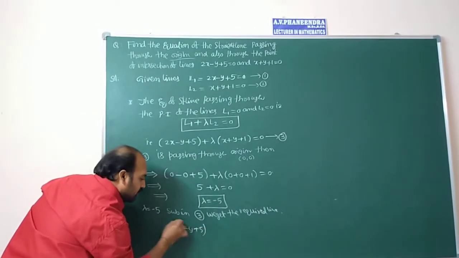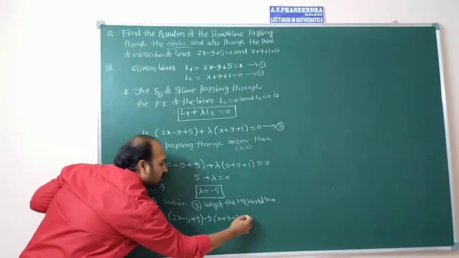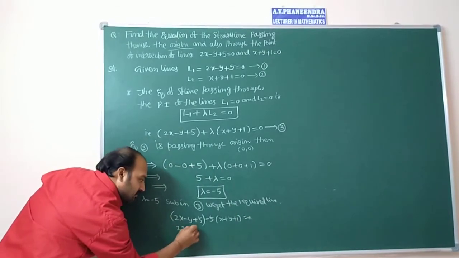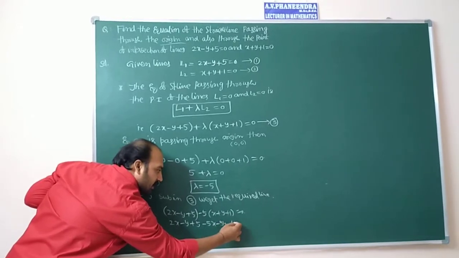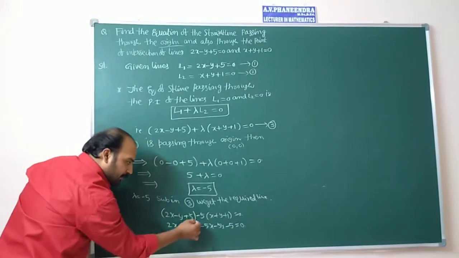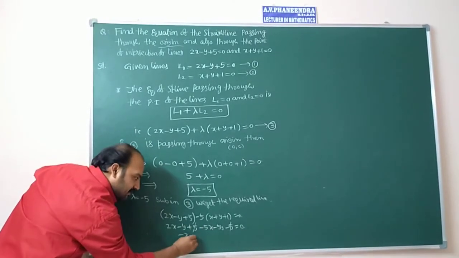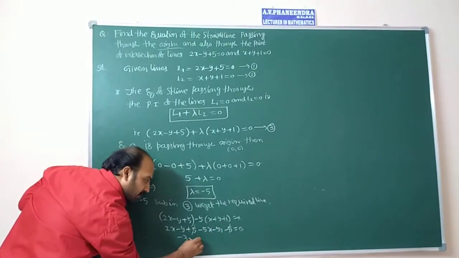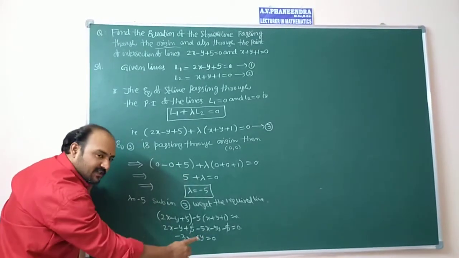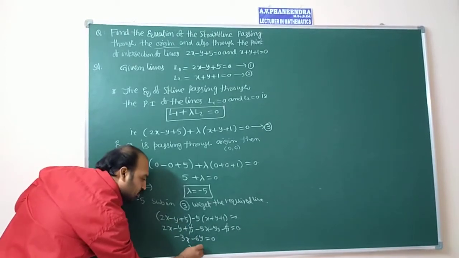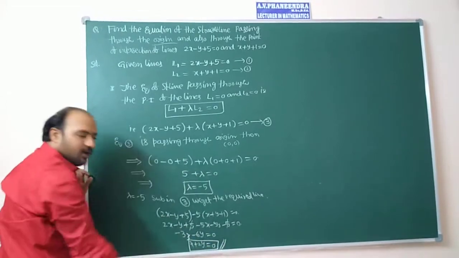2x minus y plus 5 minus 5 into x plus y plus 1 equal to 0. 2x minus y plus 5 minus 5x minus 5y minus 5 equal to 0. Plus 5 minus 5 get cancelled. 2x minus 5x is minus 3x, minus y minus 5y is minus 6y, equal to 0. Take common minus 3 and cancel it. It will become x plus 2y is equal to 0. This is the required line.